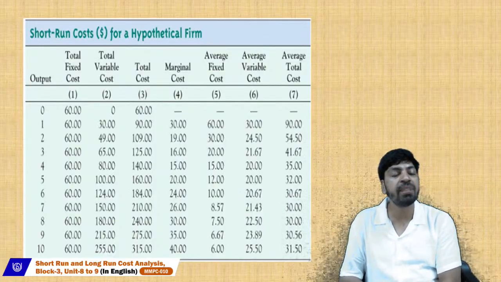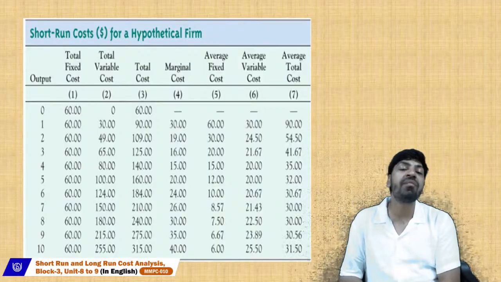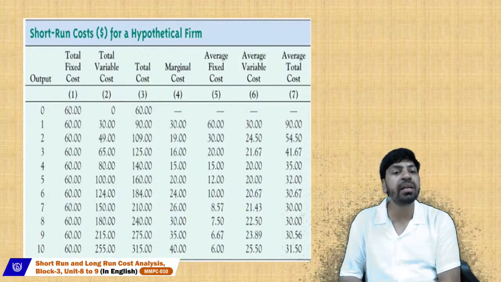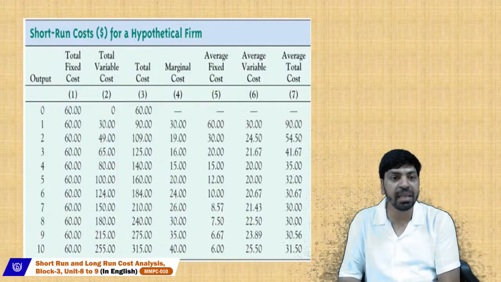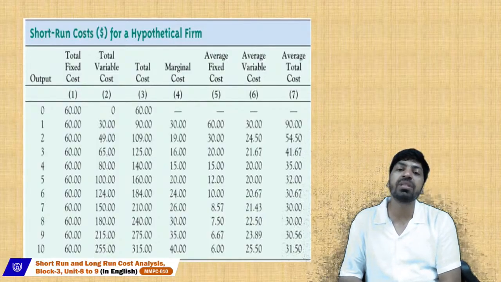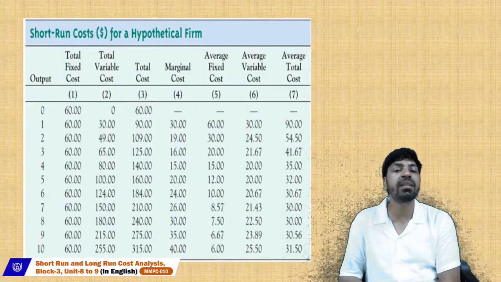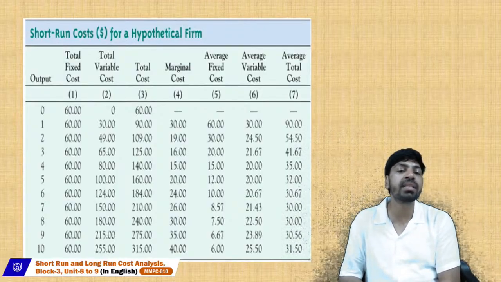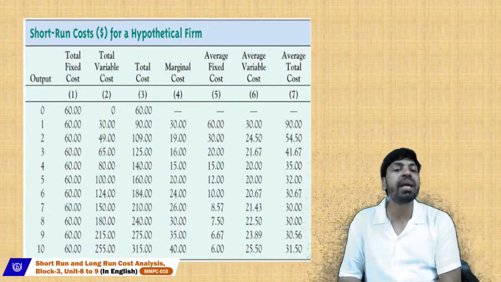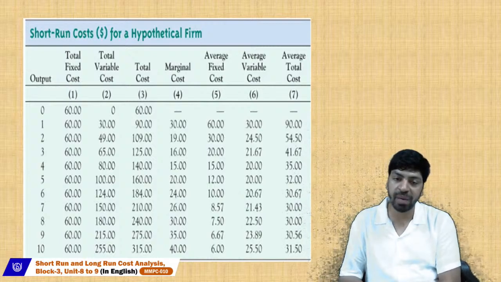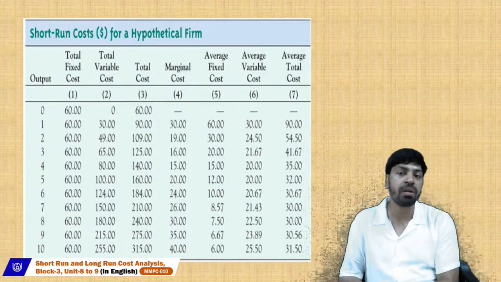We continue here. Average variable cost is equal to total variable cost divided by output. That means 30 divided by 1 is 30, 49 divided by 2 is 24.50, 65 divided by 3 is 21.67, 80 divided by 4 is 20, 100 divided by 5 is 20, and so on.